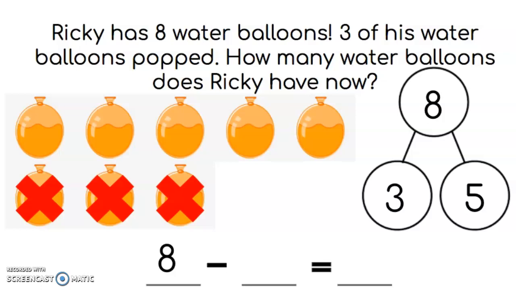But then some of them popped. So we're going to take those water balloons away. How many water balloons popped? Absolutely, 3 of the water balloons popped. So we took those away. Remember, take them away right here. This is what this minus sign means. We started with 8. We took 3 of them away. And then how many were we left with?